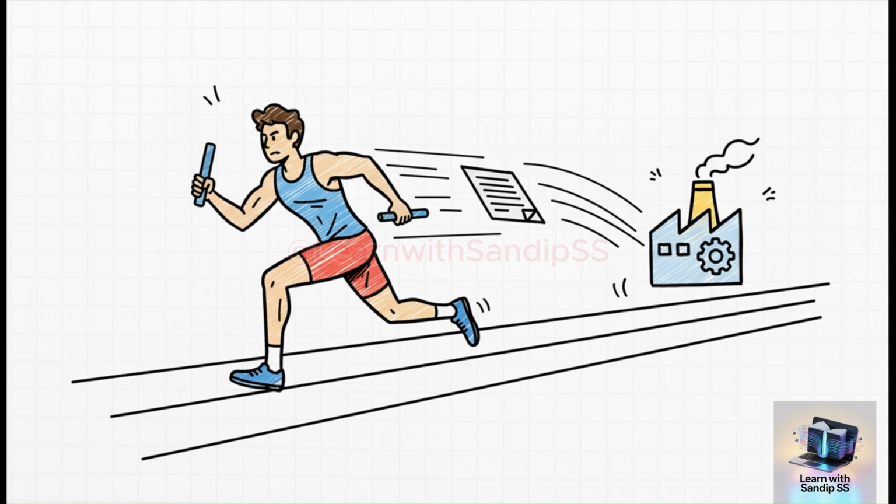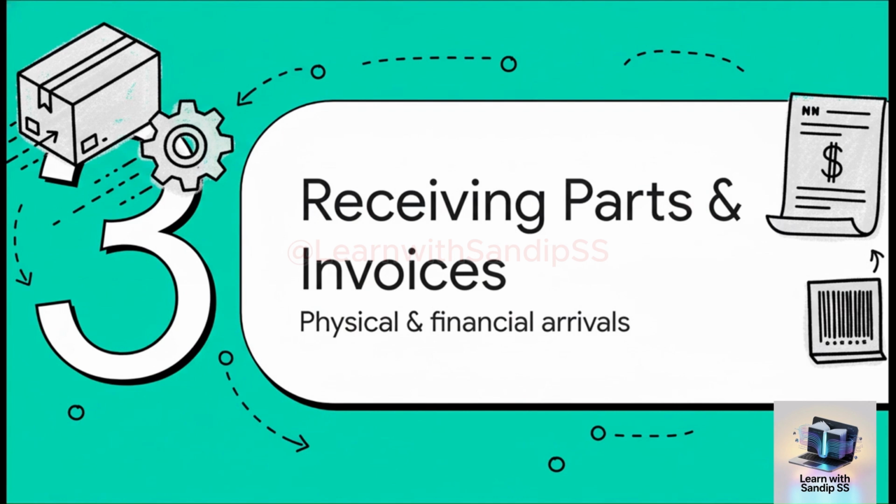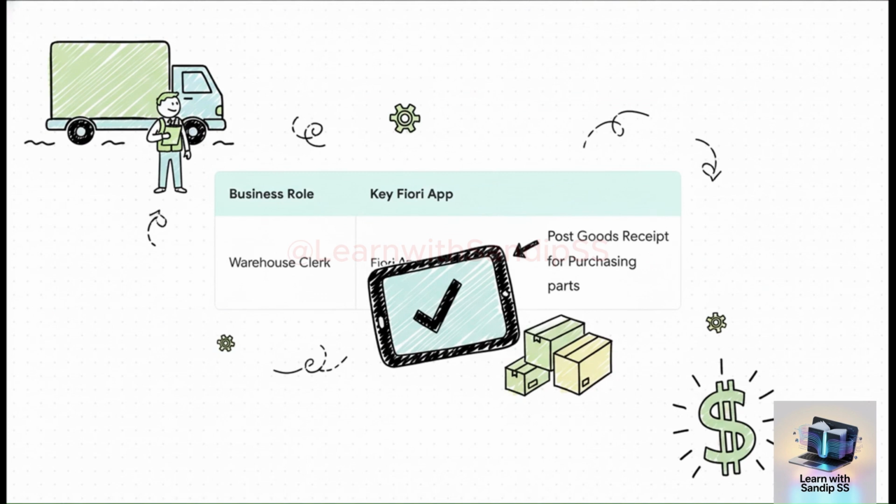And now we have a committed cost from our supplier, which is the very first financial anchor point for this whole service job. Okay, the order is out in the wild. Next up, we're waiting for two really critical arrivals: the physical part itself and, of course, the bill for that part. The delivery truck finally pulls up, and our warehouse clerk steps onto the scene.